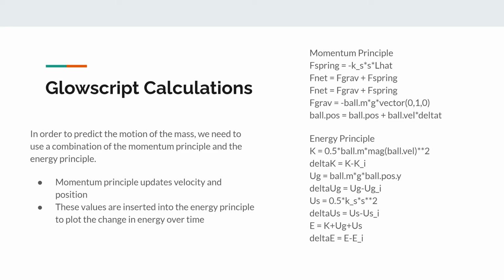So I put these conditions in a GlowScript where, in order to predict the motion of the mass, we need to use a combination of the momentum principle and the energy principle. The momentum principle updates the velocity and position, and then those values are inserted into the energy principle to plot the change in energy over time.